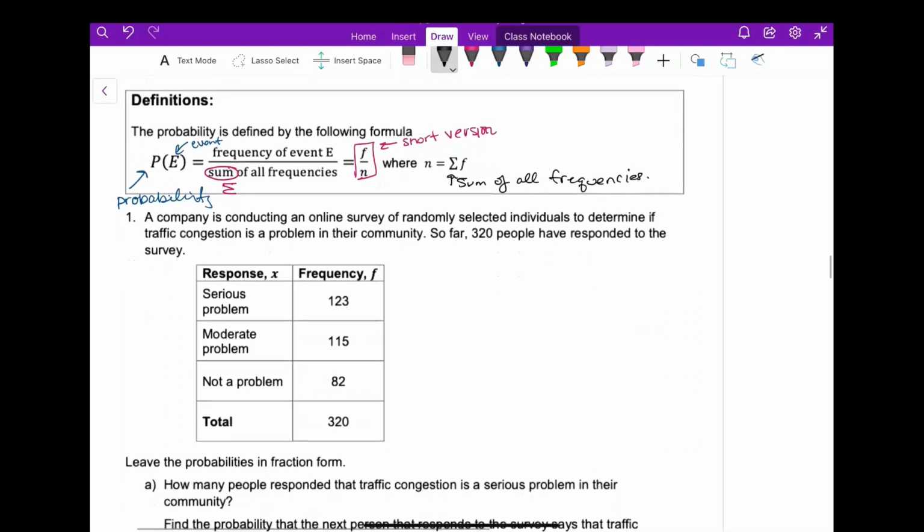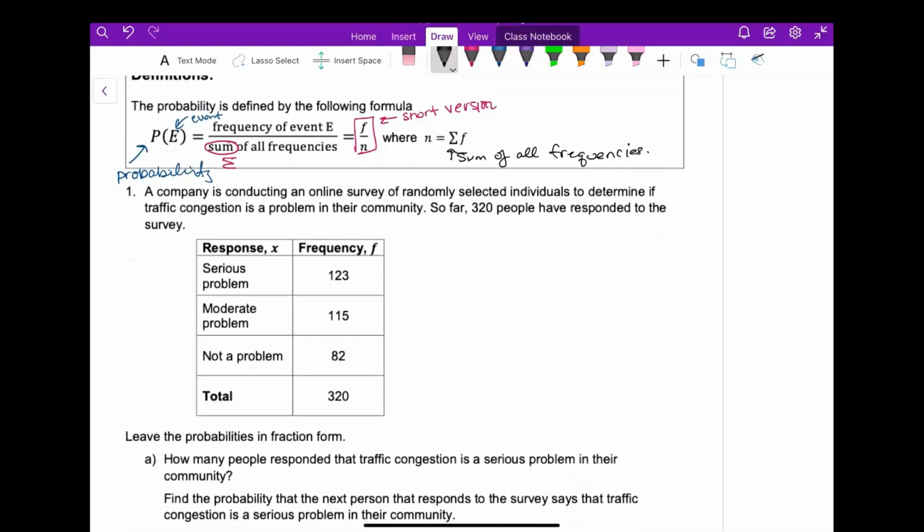A company is conducting an online survey of randomly selected individuals to determine if traffic congestion is a problem in their community. So far, 320 people have responded to the survey. So you're usually going to see the total in the problem, or if you come into the table, it's already there. If it's not given to you in the table, then you must come over here and look for it, or you must total everything. Look at 123 plus 115 plus 82. The total is 320. This is what sum of frequencies is.